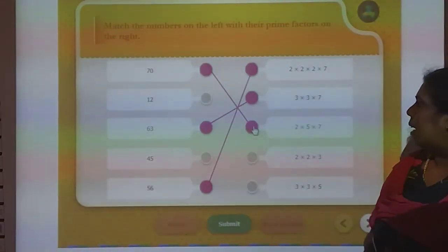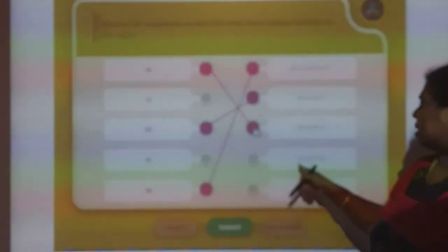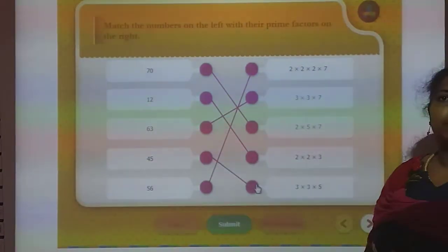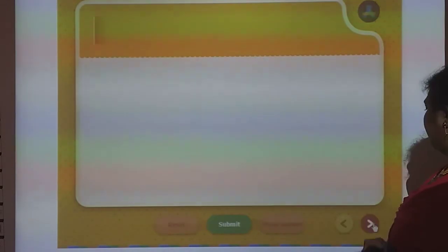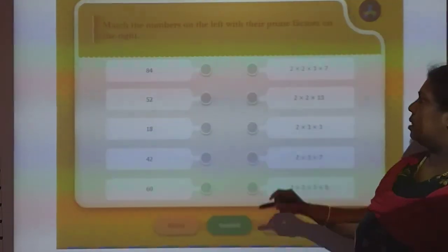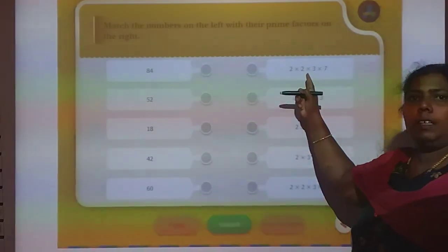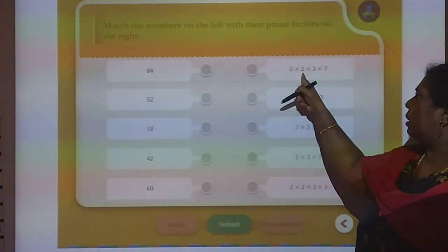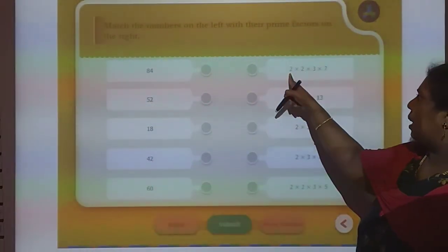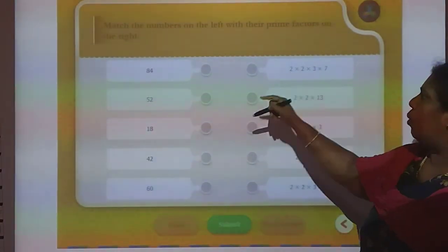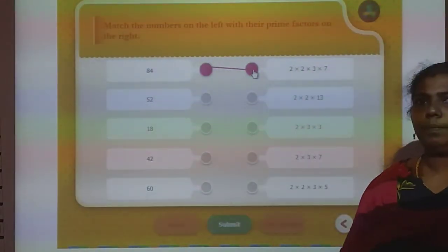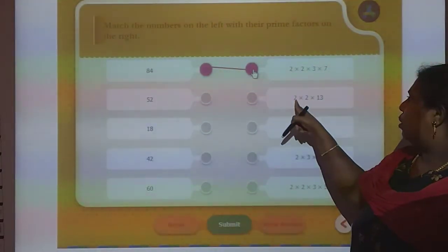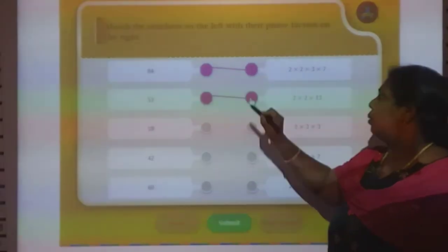70 factors. Next, 3 times 2 is 6. 6 times 2 is 12. 12 here. Then 45 here. Understand? Yes. Next number. See here, the first number: 7 times 3 is 21, right? 21 times 2 is how much? 42. 42 times 2 is how much? 84. So 84 is your 84, right? Yes. Next, 13 times 2 is 26, right? 26 times 2 is 52. Yes, here 52. Same answer.